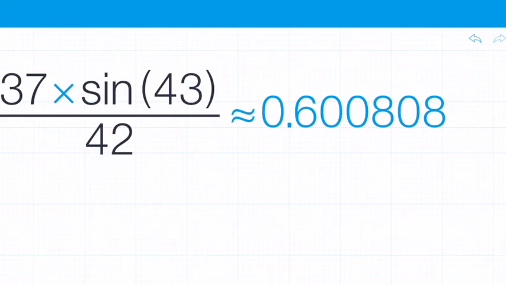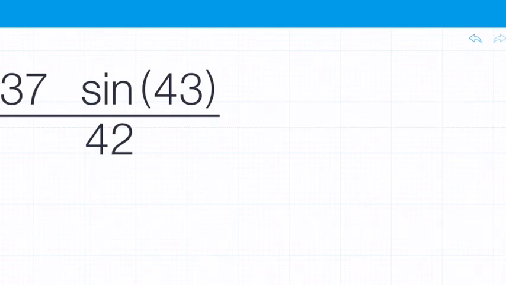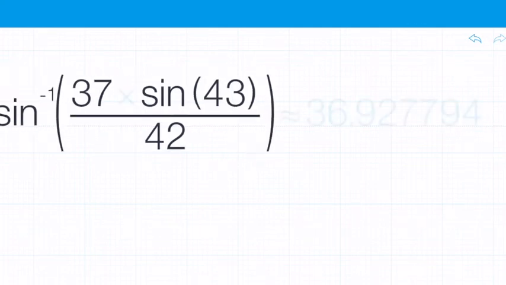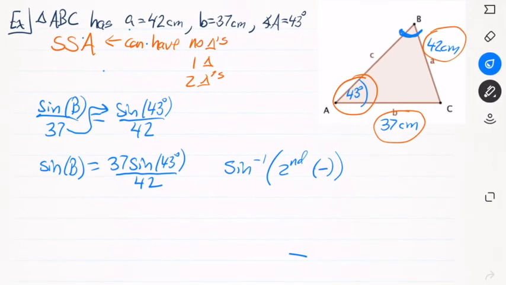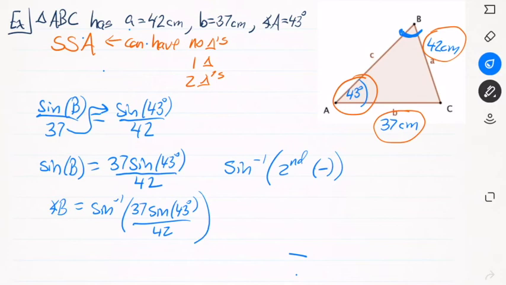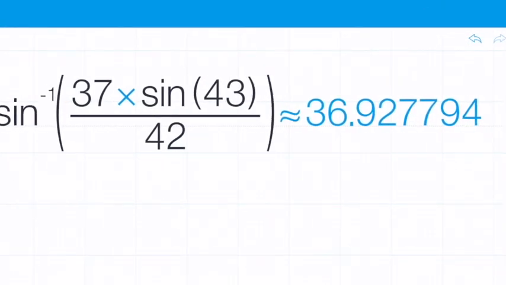So let me get the sine inverse in front here. And we find that the angle is 36.9 degrees. So the measure of angle B is going to equal sine inverse of this, and that turned out to be approximately 36.9 degrees.